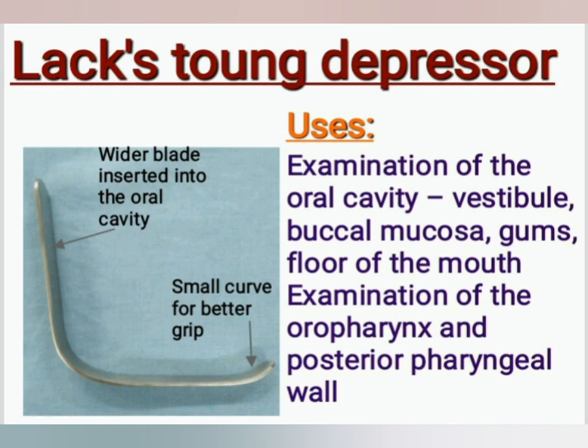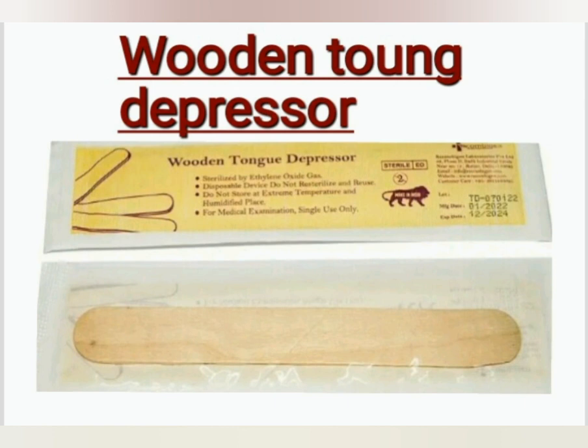There are the uses of Lake's tongue depressor. Examination of the oral cavity like vestibule, buccal mucosa, gums, floor of the mouth, and examination of the oropharynx and posterior pharyngeal wall. Third one is wooden tongue depressor.